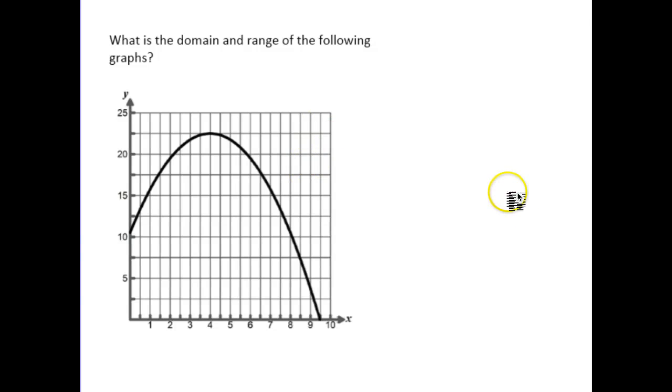What is the domain and range of the following graphs? Again, we're going to look for values for x and for y. So we're going to find our possible domain values, and we're going to find our possible range values. And here we have to make sure we use the correct notation. In this case, we're going to look for a lowest and highest value for x, with x in the middle, and a lowest and highest value for y.